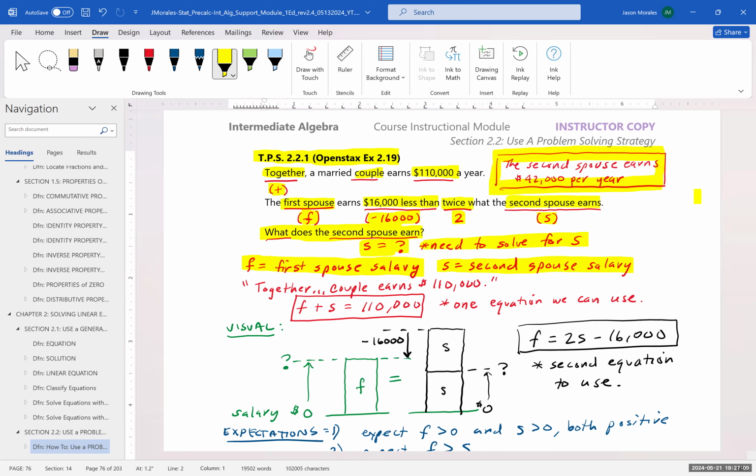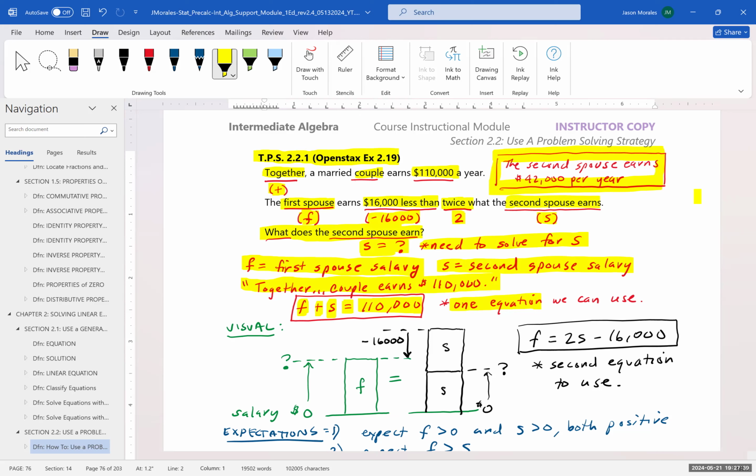Now up above, I mentioned that it said together, the couple earns $110,000. To me, that sounds like the amount the first spouse makes plus the amount that the second spouse makes equals 110,000. So this is one equation that we can use in this word problem: f plus s equals 110,000.